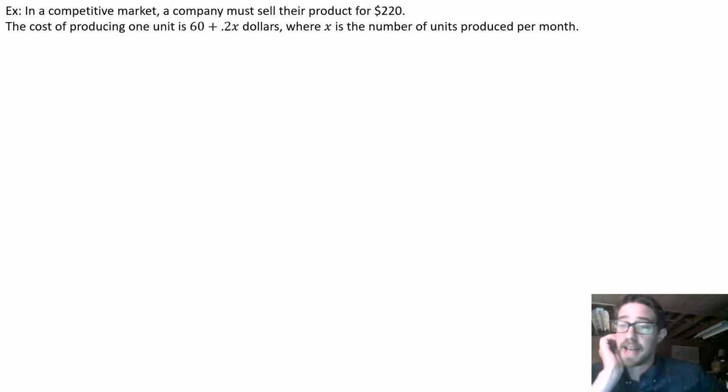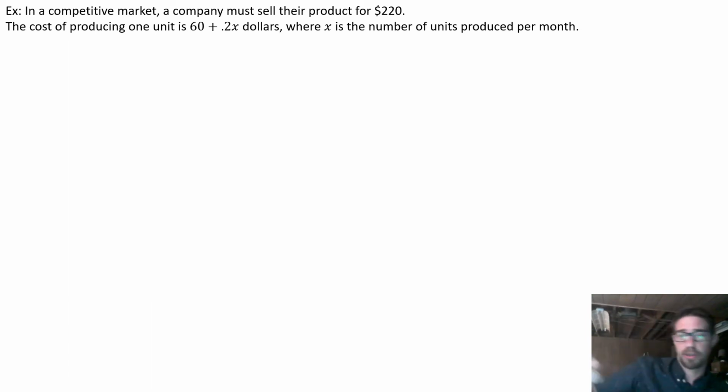Okay, so in a non-monopoly market, in a competitive market, you're basically going to have a price that you have to sell your product for to remain competitive. Right? You can't be selling the same thing as a store across town for $100 more. Nobody's going to go to you. They're going to go to the store across town. So in my example, we've determined that we have to sell our product, whatever it is, for 220 bucks.